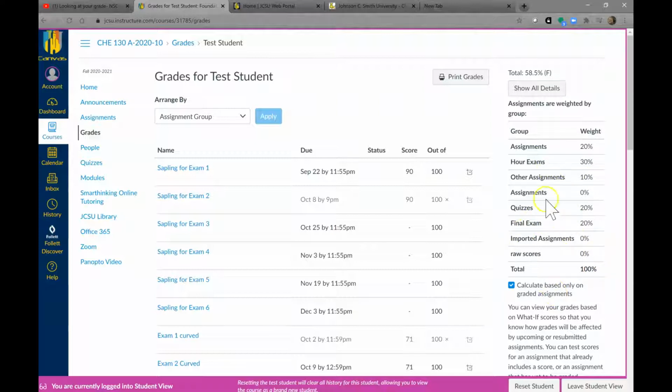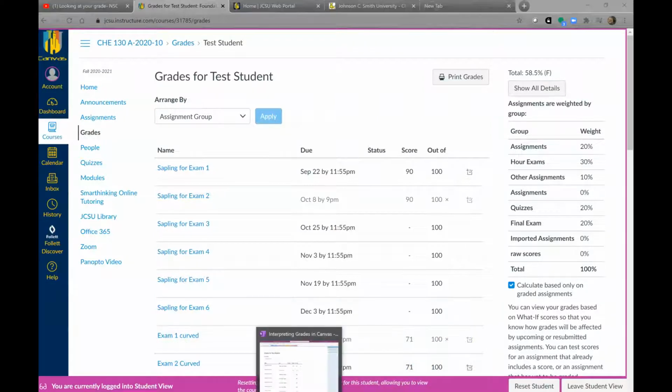We have a few categories that are zero. For some reason we have a redundant assignment category. Imported assignment. Raw scores is where I put things before I curve them. So like your tests initially start off in raw scores, and then I do the square root curve on those and put them into the place for your exam. So I printed this out in the OneNote. So I'm going to go over to the OneNote now.